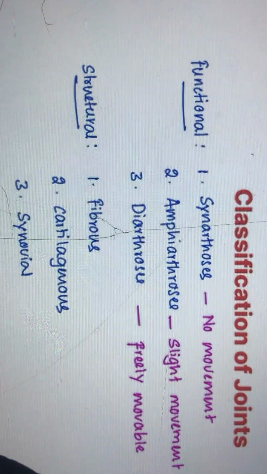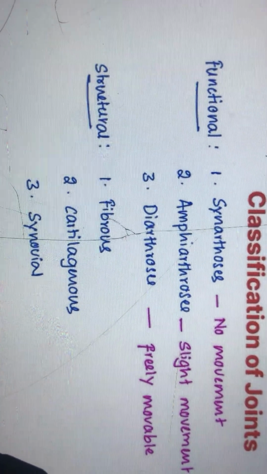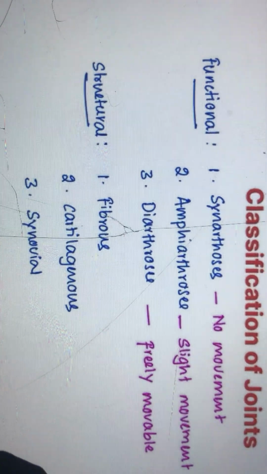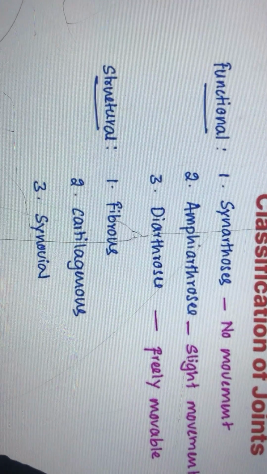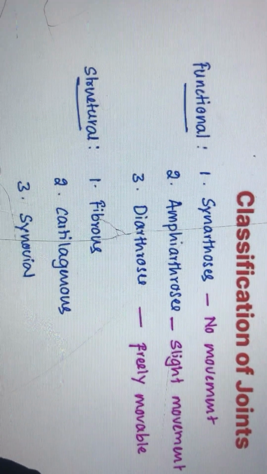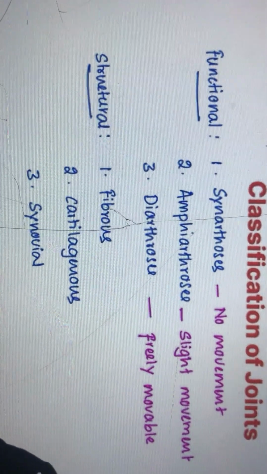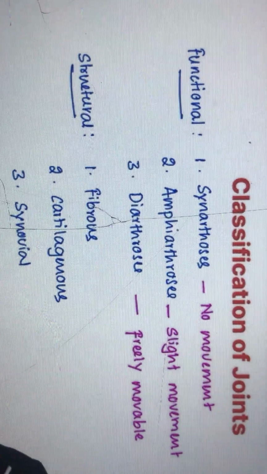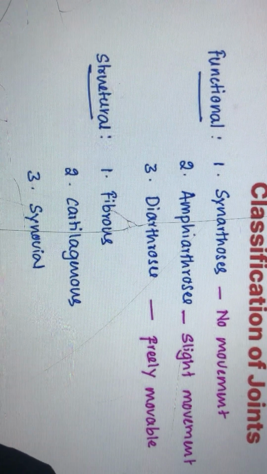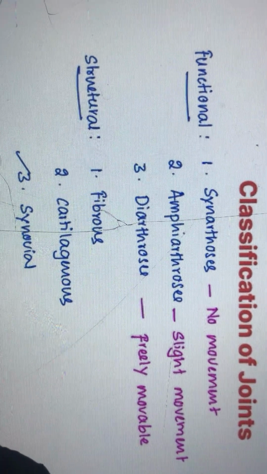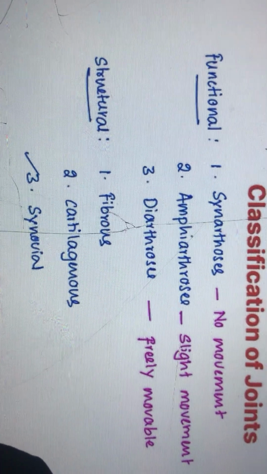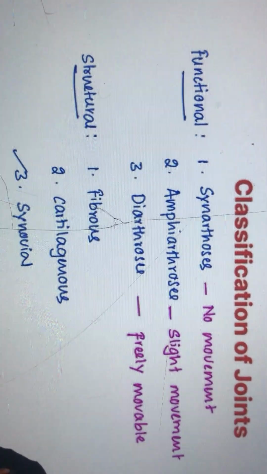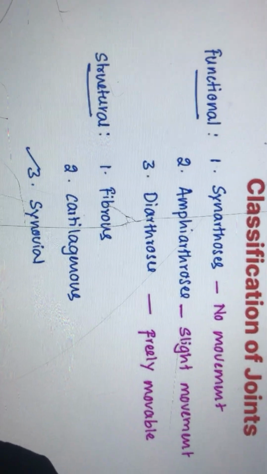Strictly speaking, fibrous joints can be synonymous with synarthrosis because hardly any movement occurs at fibrous joints. Then, cartilaginous joints allow for slight movement and they can be synonymous with amphiarthrosis. Then, diarthrosis are freely movable and they correspond to the synovial joints structurally. So, this is how we classify the joints based on their structure and function.